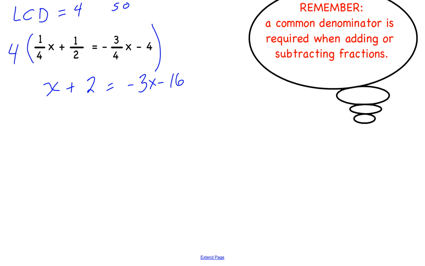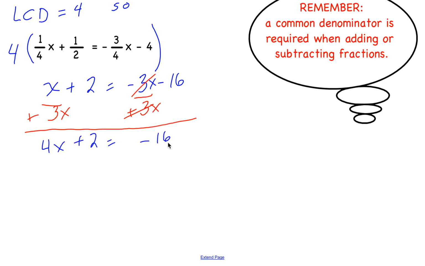So what terms are alike? Well, we have our x terms. So let's work on getting our x terms together. So I'm going to add 3x to both sides. When I do that, my 3x's drop out on the right-hand side. They add to 0. And I end up with 4x plus 2 equals negative 16. Now I need to get my constant terms together, so I'll subtract 2 from both sides. And when I do that, I get 4x equal to negative 18. The plus 2 and the minus 2 add to 0.